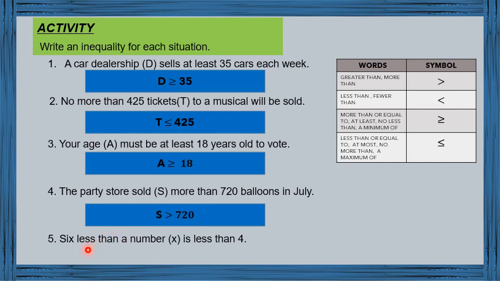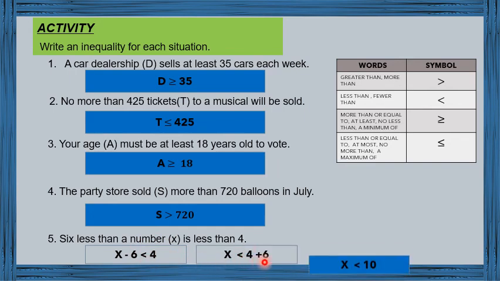Then number 5, 6 less than a number, x is less than 4. As you can see, there are two less thans, but this one we're going to use as subtraction, and this one is the symbol. x minus 6 less than 4. And we're going to combine the 6 using the addition property of inequality, or we're going to transpose the 6 to the right side, it becomes positive 6. Then x less than 4 plus 6, then combine 4 plus 6, then x less than 10. So that's it. That's the activity.